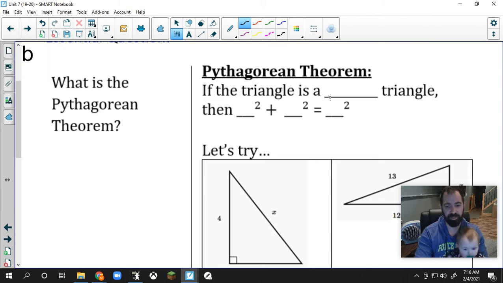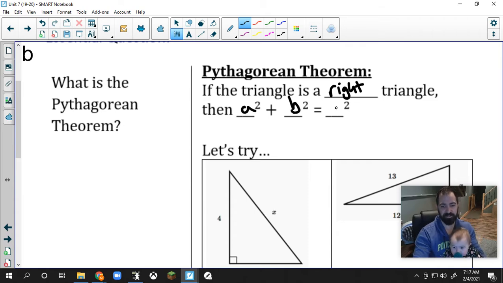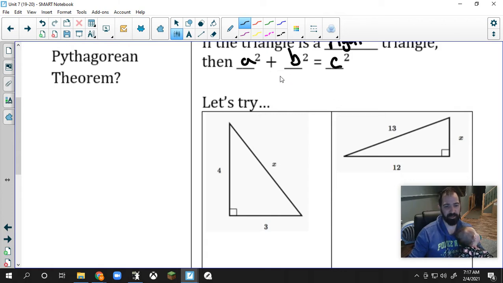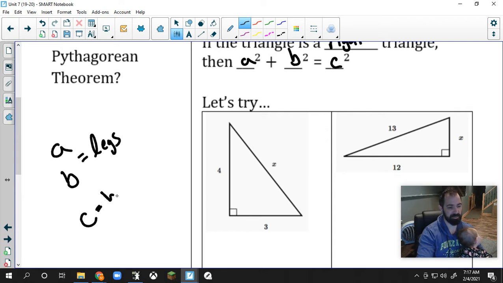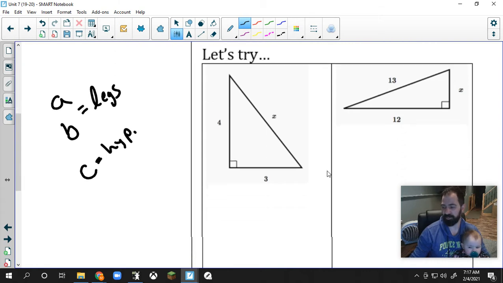If the triangle is a right triangle, then a squared plus b squared equals c squared. And we learned the a squared, b squared, c squared stuff in class last time. But if a triangle is a right triangle, then that is true. A and B are legs, and C is the hypotenuse, or the hippopotamus. C is always the longest side. So we want to find our missing side lengths.